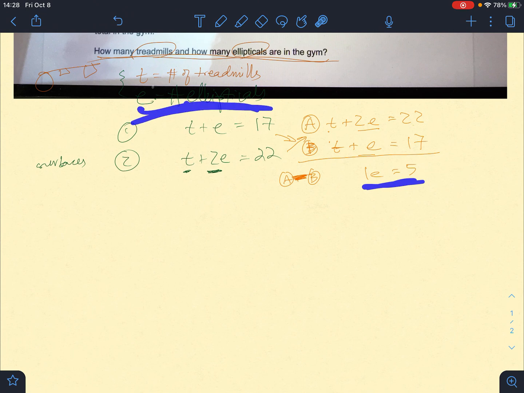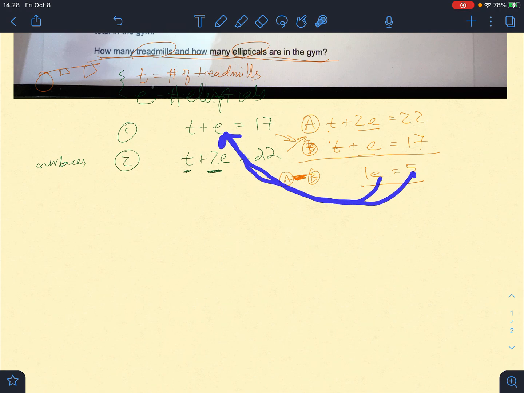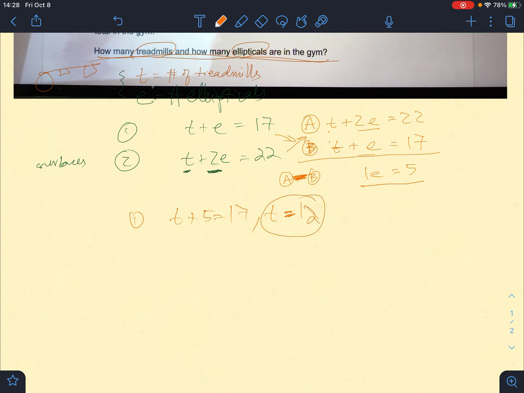What does e stand for? E is the number of ellipticals. If e is 5, I'm going to look at our 2 equations for the easiest one to plug it into. Either one will work. I'm going to plug it into the first one. I'm going to plug 5 in where e is, because 5 is equal to e. I'm not going to put 5 near the e. 5 is the e. So in equation 1, I'll have t plus 5 equals 17. That implies that t is 12 after I subtract 5 from both sides. And so I have 12 treadmills and 5 ellipticals.